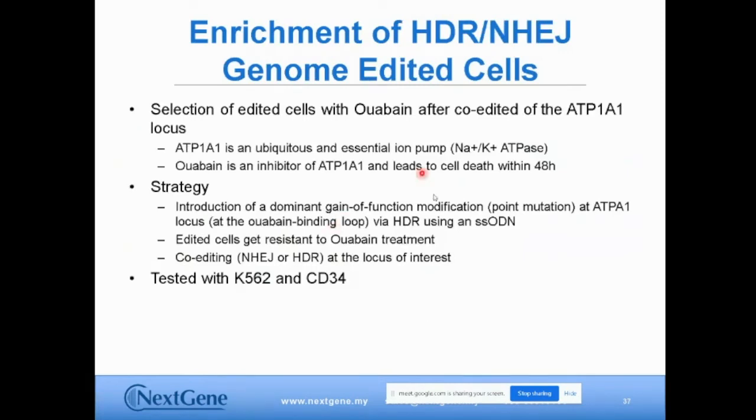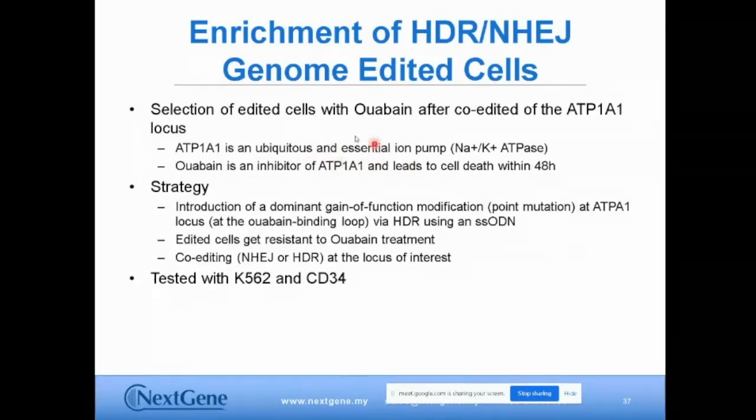Another strategy to enrich HDR or NHEJ edited cells is to use a co-editing strategy. This strategy transfers another guide RNA that targets the ATP1A1 locus. When we co-edit this particular locus, the edited cell will become resistant to ouabain. ATP1A1 is a ubiquitous and essential ion pump, and ouabain is an inhibitor of this particular pump.